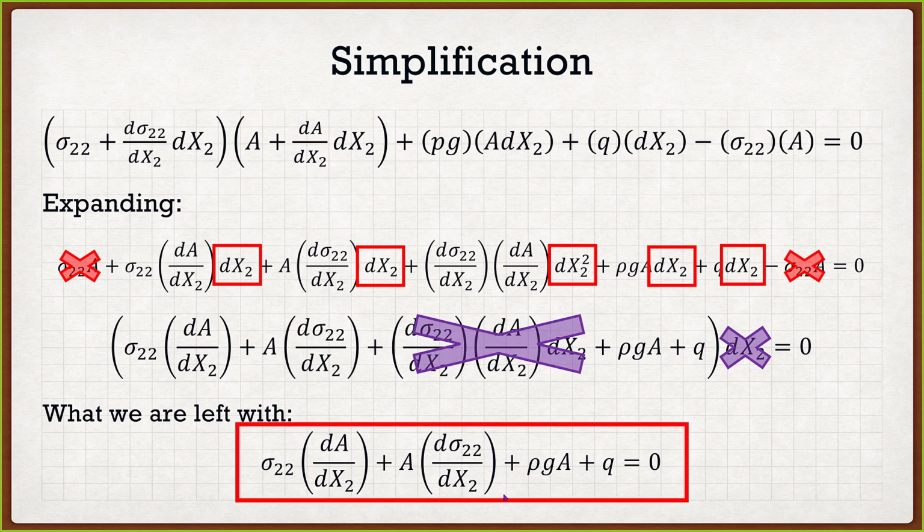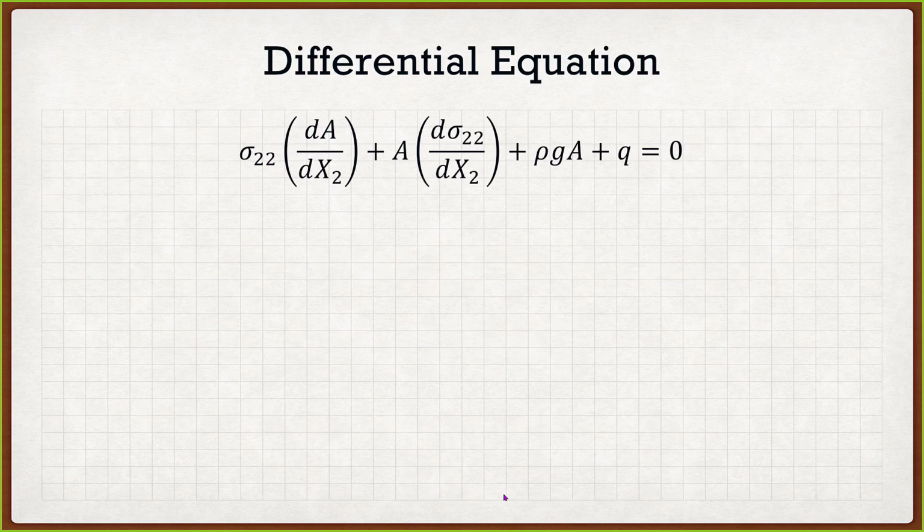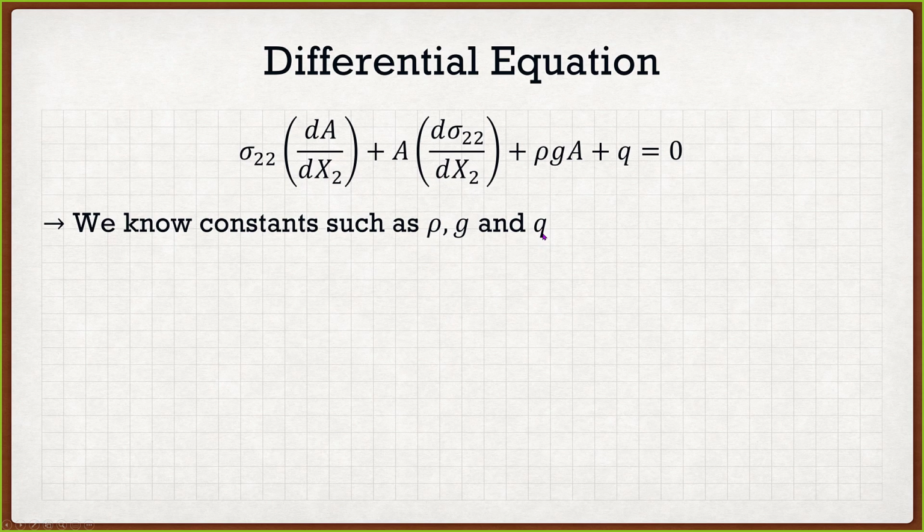So the final thing in the assignment is saying, okay, you have your differential equation. How do we solve it? Well, let's look at the terms really quick. We know all the constants rho, g, and q. They're given directly in the question. They're not really too scary.